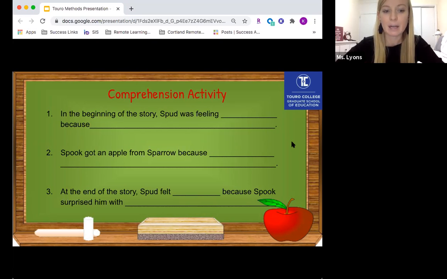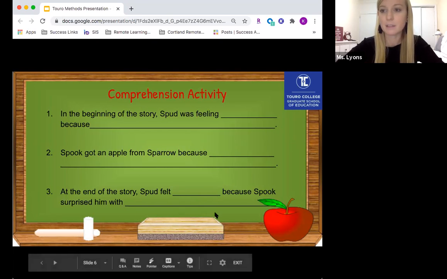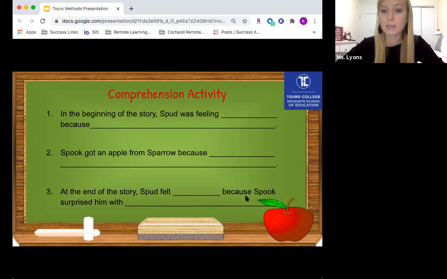Then, lastly, we would end with at the end of the story, Spud felt blank because Spook surprised him with blank. Again, they would have to answer this question and fill it in with a feeling word. How was Spud feeling? And they would have to tell me why he was feeling that way. To differentiate this one, I could take away some of the words that I have here. They would just have to fill in the whole because.